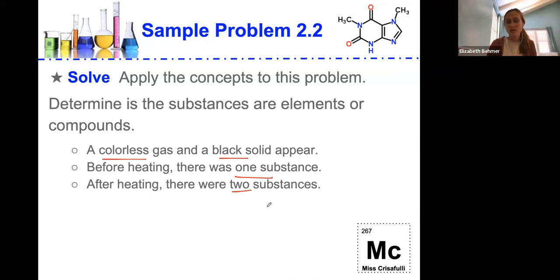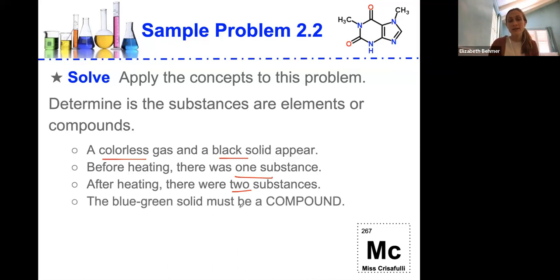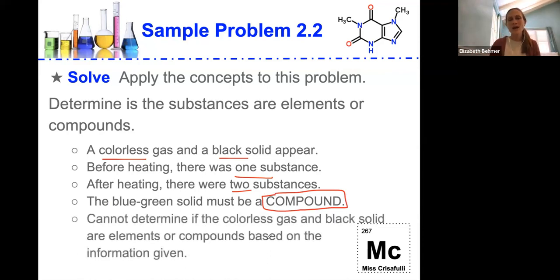That's a chemical change. The blue-green solid then must be a compound because we're starting with one substance and we're breaking it down into its two components. So the solid must be a compound because when we put it through a chemical change, the heating process, we get a colorless gas and a black solid appearing. So we know the colorless gas and the black solid are pieces of the compound that we started with. We don't have enough information to determine if the colorless gas and the black solid are elements or compounds based on the information given.